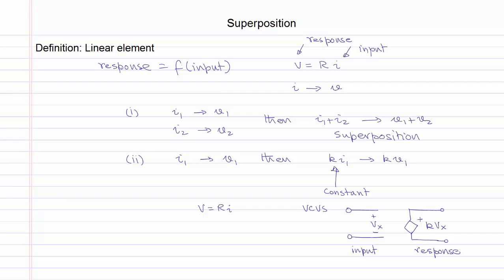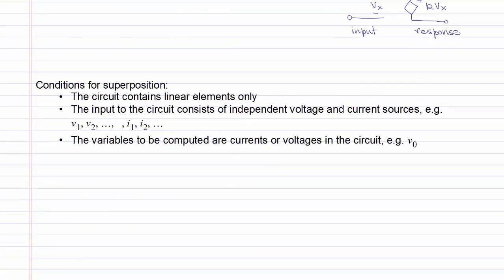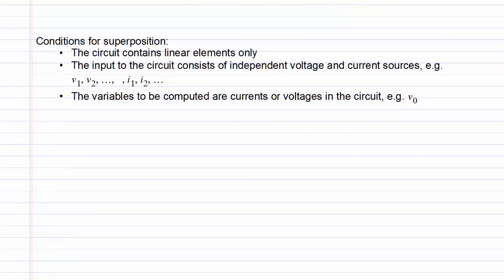Therefore, all the elements that we have studied in this course are linear, and we will leave the analysis of nonlinear circuits for a different course. We are now ready to give a description of superposition. A circuit must satisfy three conditions before superposition can be used. The first condition is that the circuit contains linear elements only.